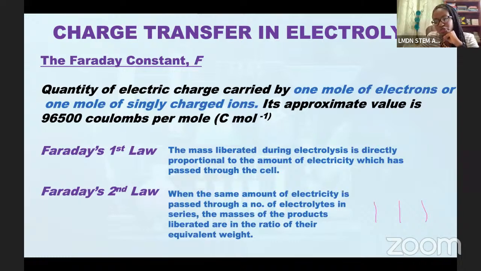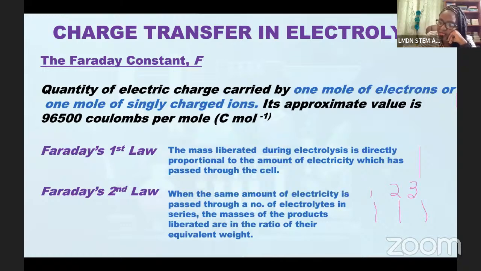So I just do those three things right there, 3 sticks, right? Each of those sticks represents an electrolyte. If you have those electrolytes in series, which means they're one after the other, the same amount of electricity is passed through them. Whatever passes through 1 passes through 2, and it also then passes through 3, right?